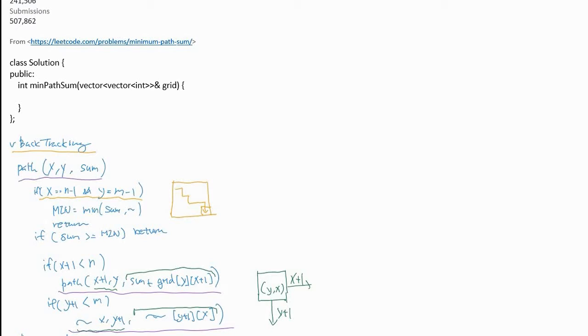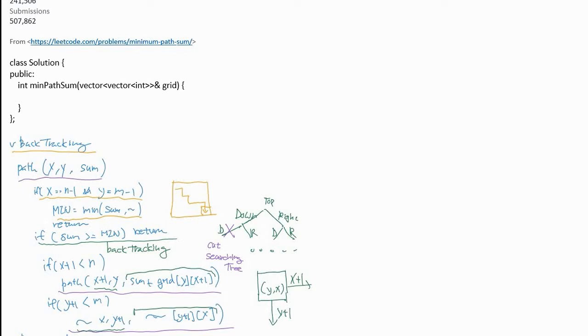And if x equals n minus 1 and y equals n minus 1, update the minimum path sum with the current sum value only if the current sum is smaller than the min value updated so far. And if the sum value is equal or more than the min value, the recursive function doesn't need to go further by returning immediately. This is called backtracking.